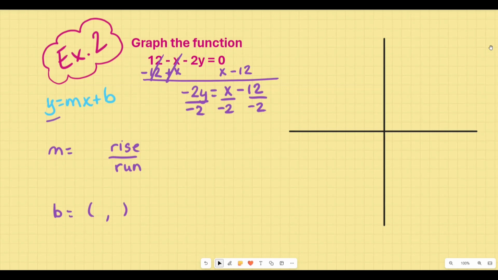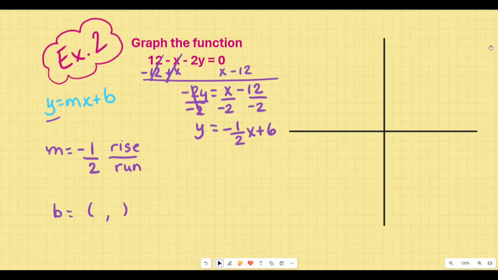So now negative 2 divided by negative 2 is 1, and we're left with y. And on this side is x over negative 2, which is really understood to be a 1 in front of that x. So we're just going to write it as negative 1 over 2, and then put the x next to it. A negative divided by a negative turns into a positive, and then 12 divided by 2 is 6. So now we see that this is in slope-intercept form. I can identify my slope by m. M, in this case, is negative 1 over 2.